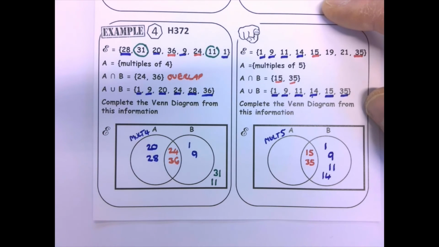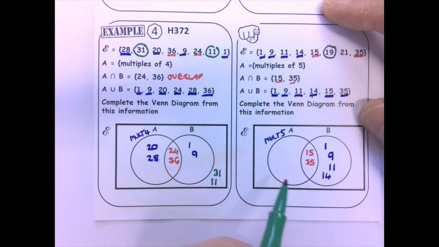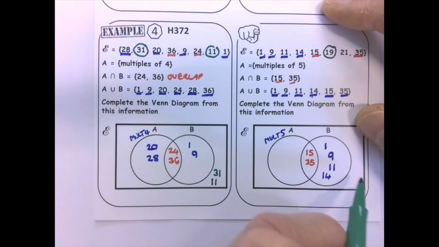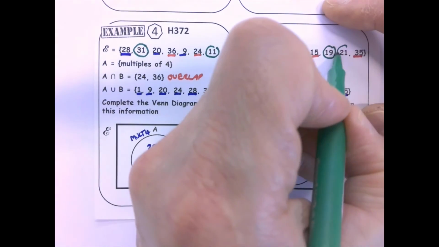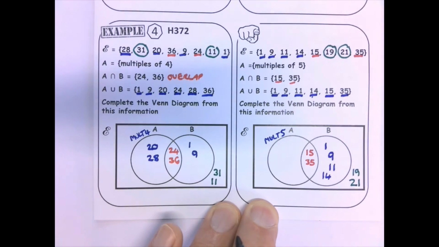Okay, so then we've just got 2 more to go, 19 and 21. They're still in the problem, but they're not part of set A or set B, so they must live down there, and we are done.